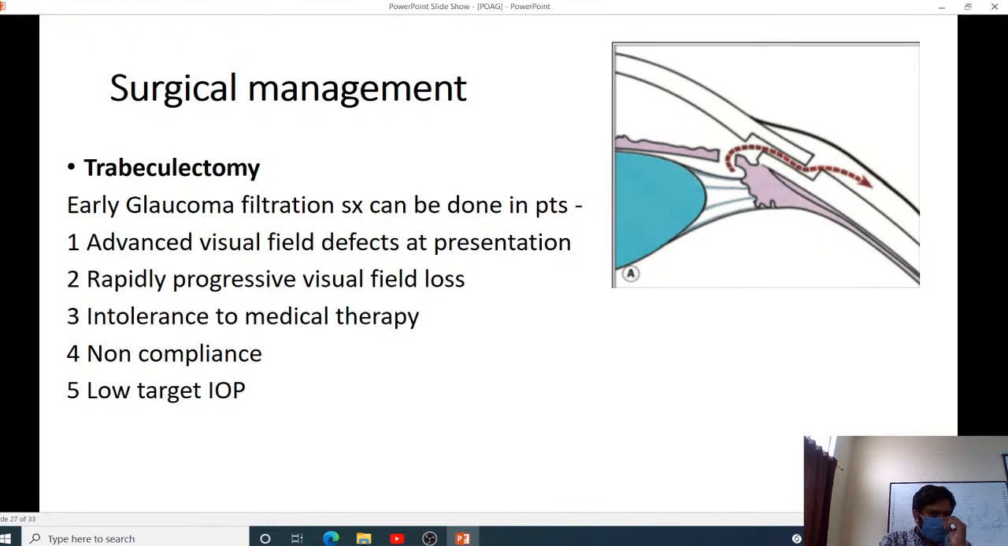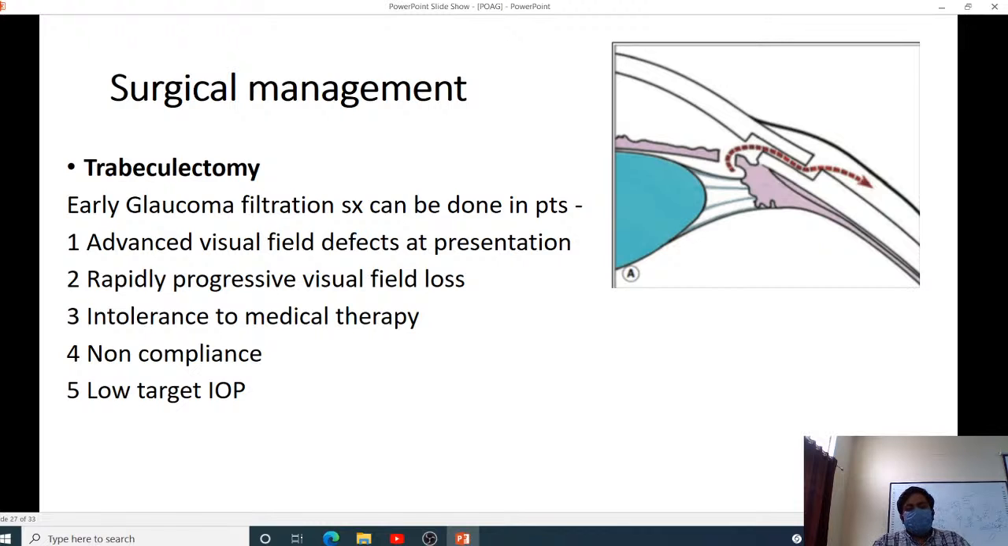I was telling you about trabeculectomy. There are some indications where you have to do early glaucoma filtration surgery. I told you that the treatment of choice for primary open angle glaucoma is medical, but there are some patients where you have to do surgery. So these are the advanced visual field defects at presentation. That is, if there are visual field changes within 10 degrees of the fixation, those patients you cannot control the IOP with just medicine. So there you have to go with surgery.